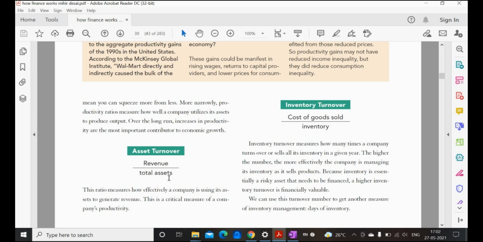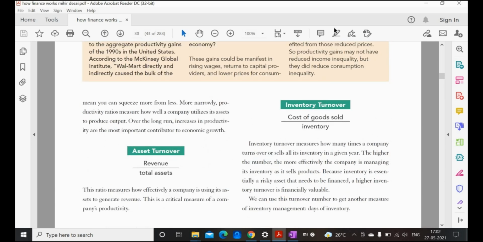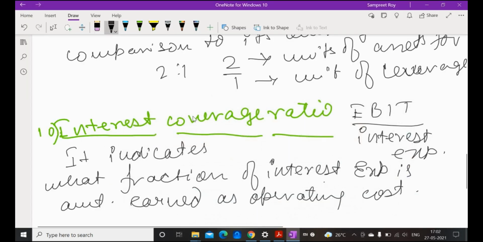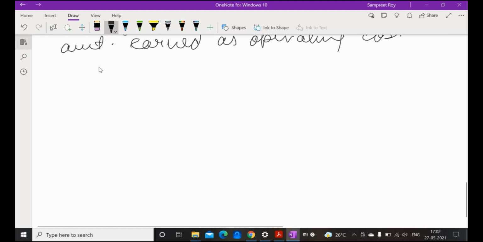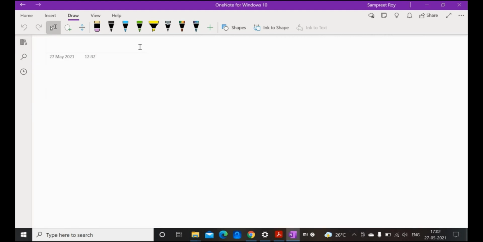Now, these are the efficiency ratios that we are going to study. First is asset turnover. Let me put the heading as efficiency ratios.